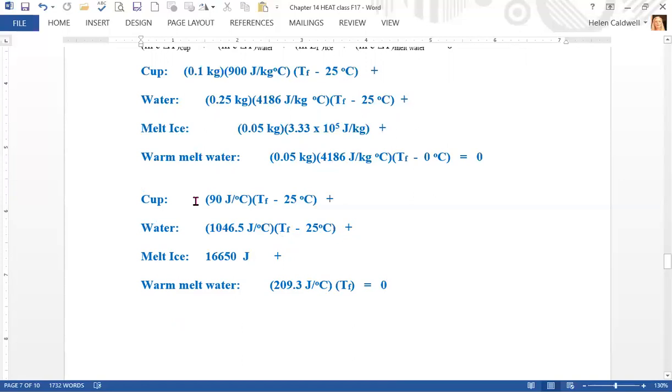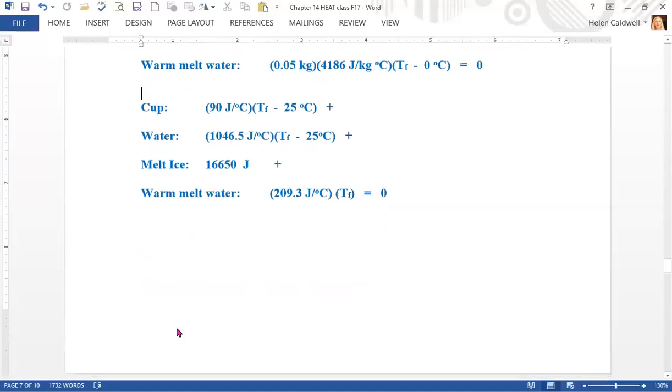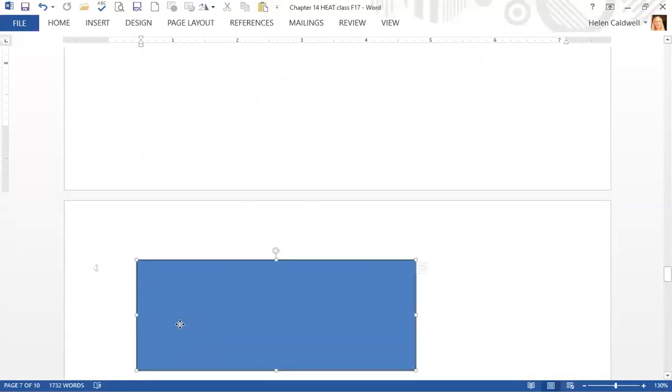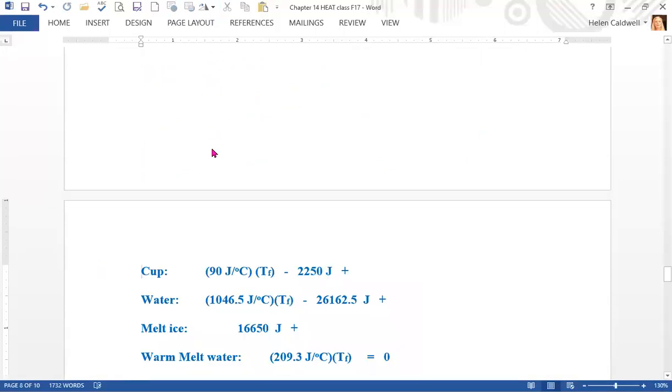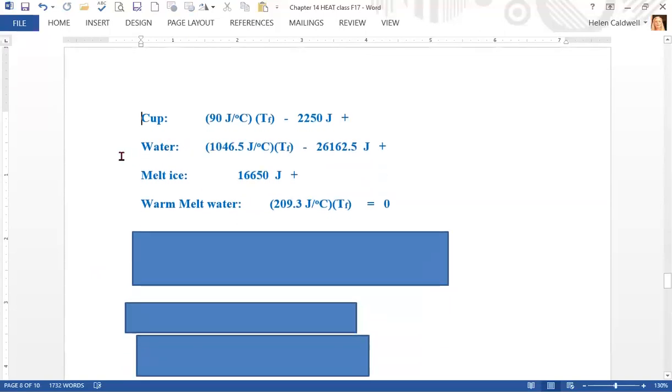Now we need to use the distributive property, so take these numbers and multiply them by what's in parentheses. And we have 90 joules per degree Celsius times TF minus 2,250 joules plus 1,046.5 joules per degree Celsius times TF minus 26,162.5 joules plus 16,650 joules plus 209.3 joules per degree Celsius times TF, all adding up to 0.